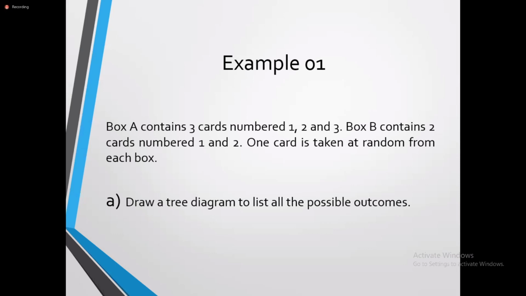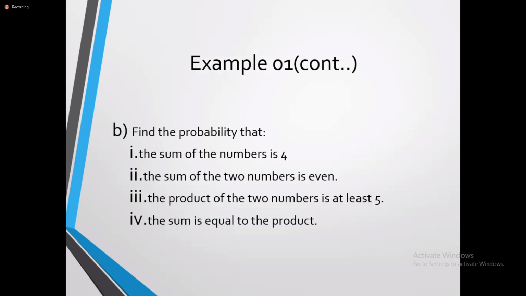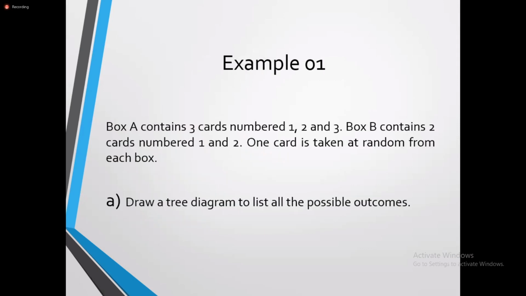Here, in the first part, it says draw a tree diagram to list all the possible outcomes. Without drawing a tree diagram, we can answer these questions. But here we have to draw a tree diagram to represent or list all the possible outcomes for this problem. So read the question again. Box A contains 3 cards numbered from 1 to 3. And there's another box, box B, and it contains 2 cards numbered from 1 to 2. Now we have 2 boxes.